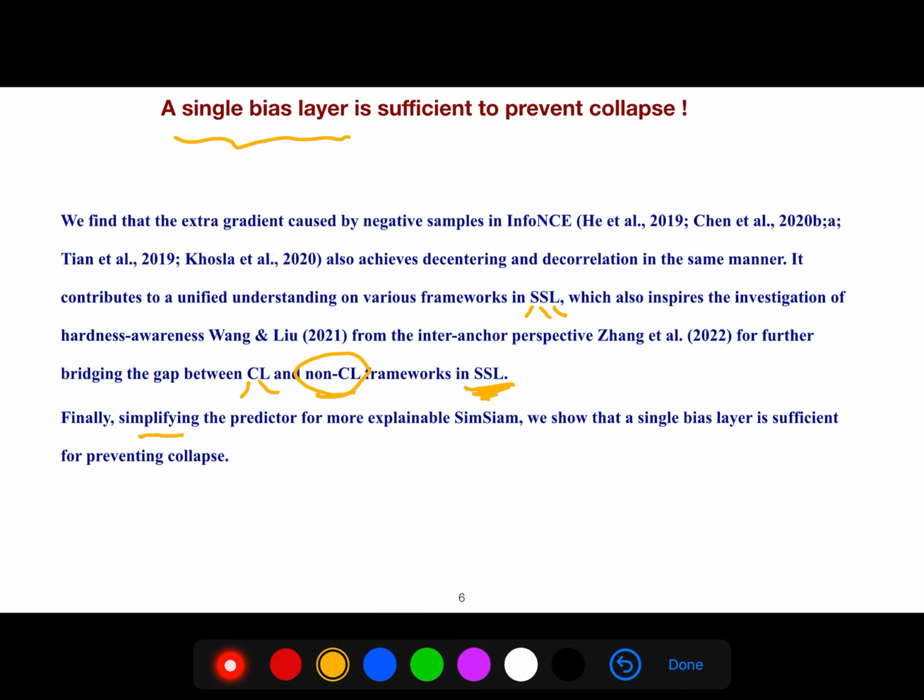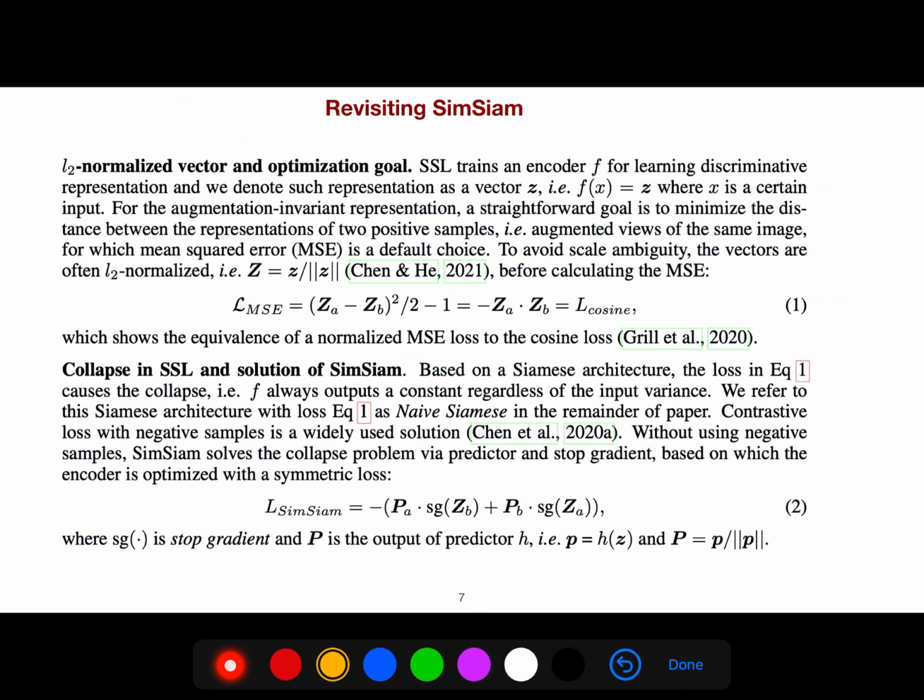And then simplifying the predictor for a more explainable SimSiam, we show that just a single bias layer is sufficient for preventing collapse, either full collapse or just a dimensional subspace collapse. We call it dimensional collapse.